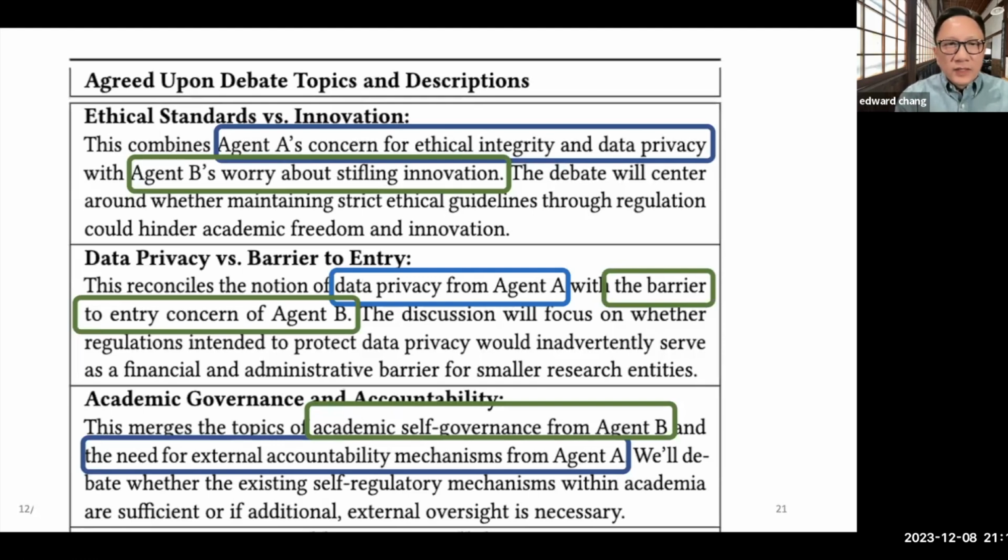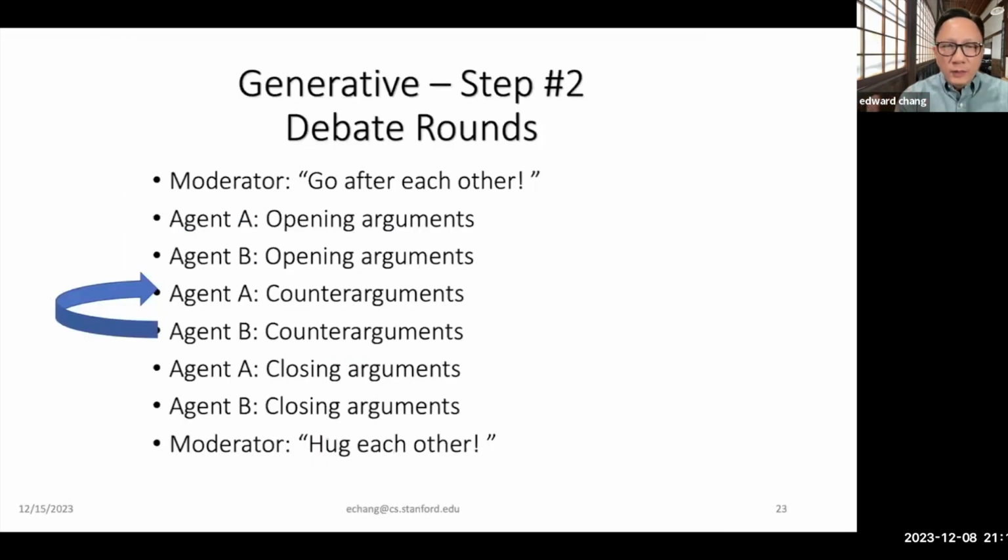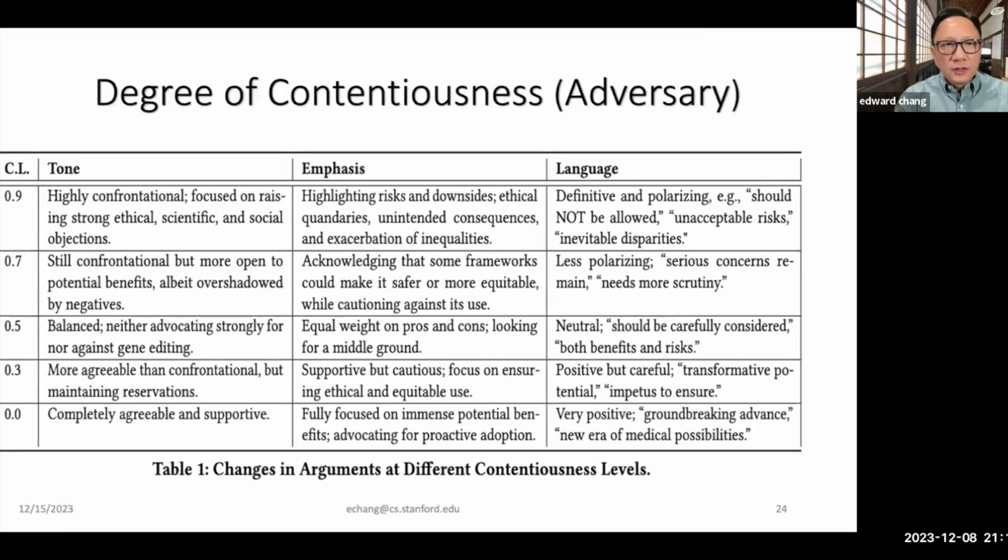Likewise, in the second topic, agent A considers data privacy to be very important, and agent B considers this could be a barrier to entry for some small universities or small countries because preserving privacy can be costly. Okay, so once they have come up with subtopics, then you just continue debating for a number of iterations. And at the end, they enter the conclusions stage and the debate ends.